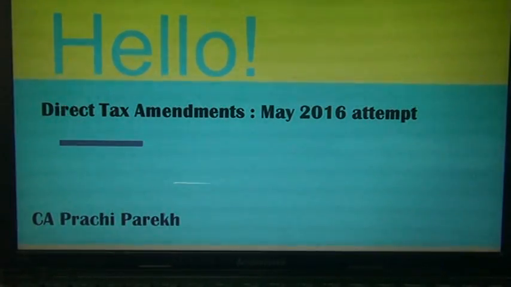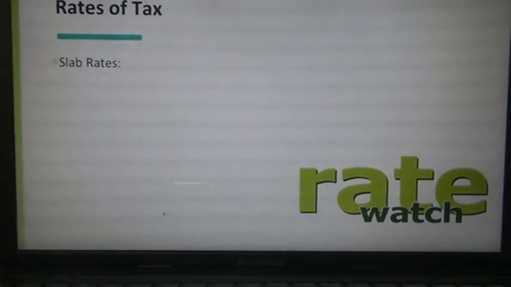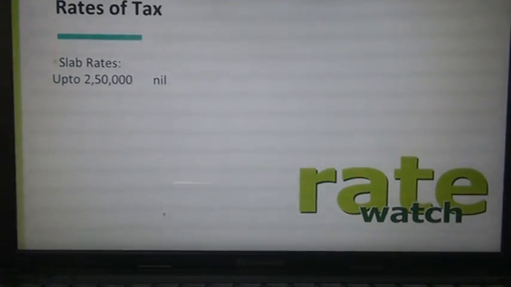Let us begin our presentation with respect to the amendments. As always, let us first have a look at the rates of tax. The rates of tax per se remain unchanged for this particular assessment year 16-17.